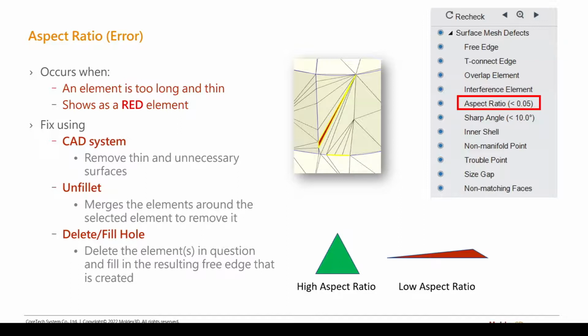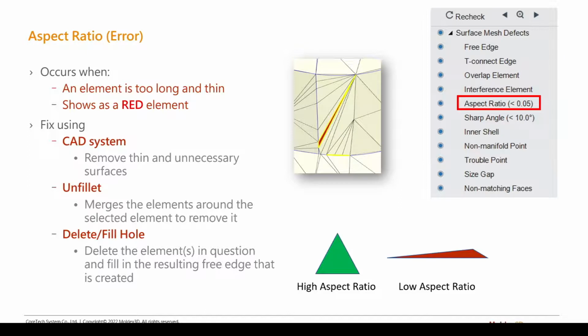So if there's one very short edge on an element and one very large edge on an element, that's typically where your aspect ratios are going to happen. They'll show as red on the geometry. Sometimes they can even be difficult to see. You might have to zoom in or use the zoom option to find those elements. But most of the time you can fix them.